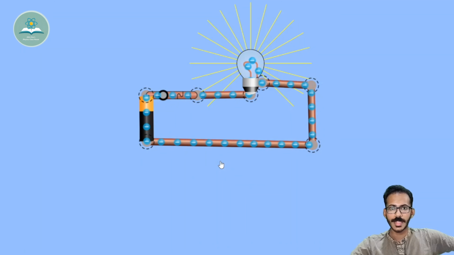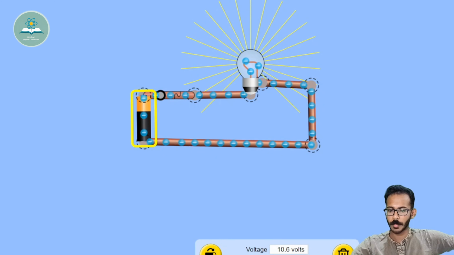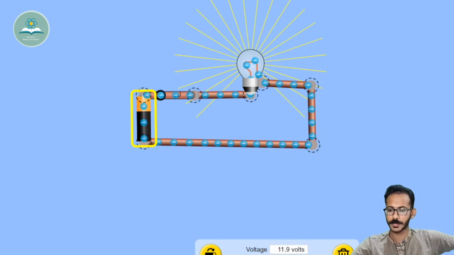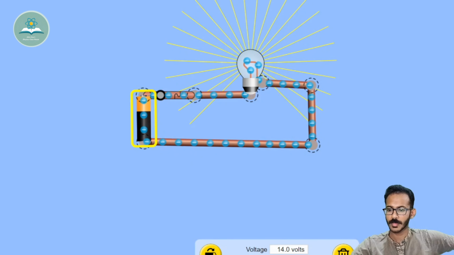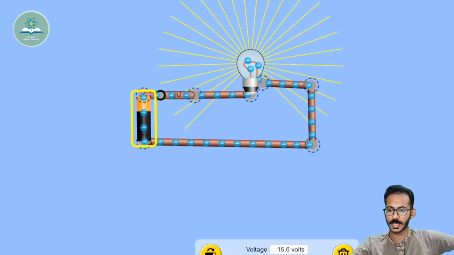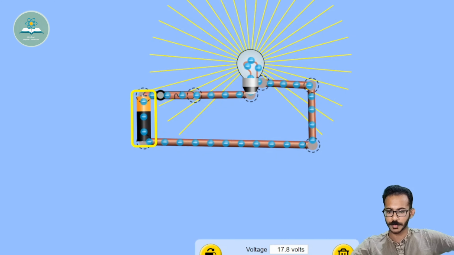So if needed, I'll increase the potential difference of this. When I increase the potential difference, actually the work done is increasing. So I'll be able to do more work. Just observe, I'm increasing the potential difference. I'm making 9 volt to 11 volt, 12 volt. I'm making it more. When I increase the potential difference, you can see the bulb is glowing more and the charges are also moving faster. So potential difference is the work done to take a unit charge from one point to the next point.